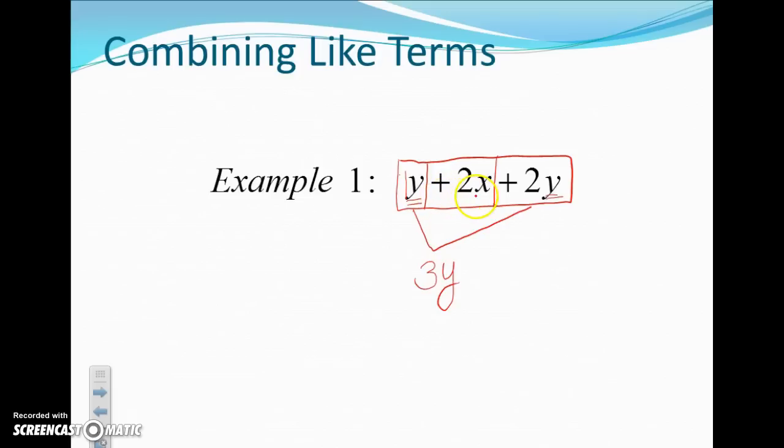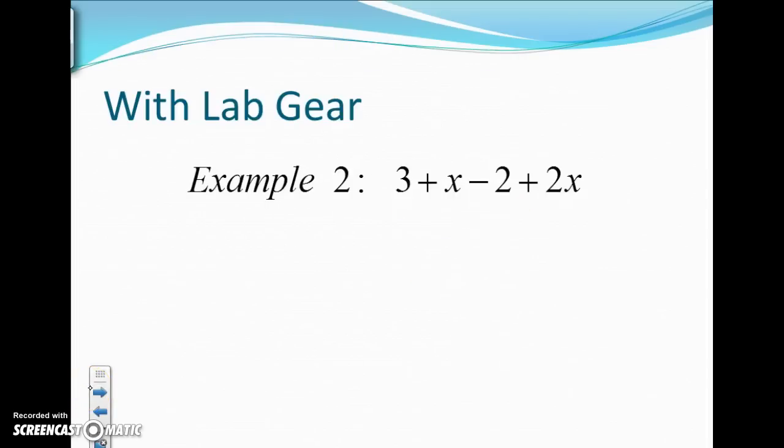And since 2x doesn't have any like term, you will just bring it down, and that's going to be the answer. See how easy it is? Let's move on to the next example.